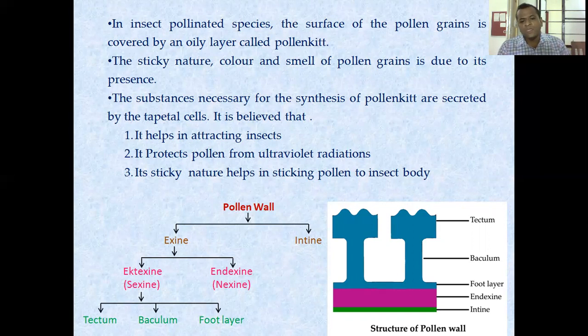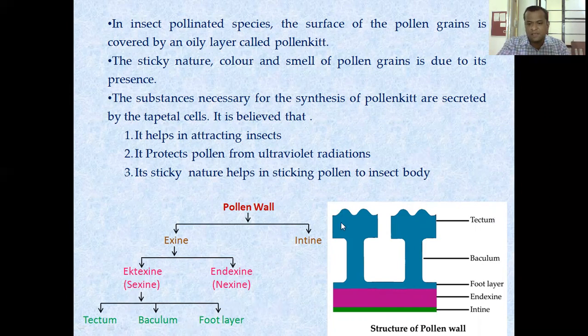Okay. Now we will discuss the pollen wall in detail. Here you can see the pollen wall is divided into two layers, that is outer exine and inner intine. Then the exine is further divided into ectexine, which is also known as sexine, and endexine, which is also known as nexine. Further, this ectexine is divided into three layers, that is tectum, baculum and foot layer.